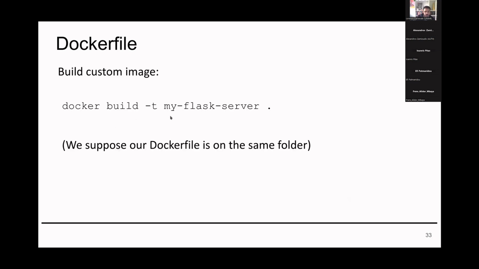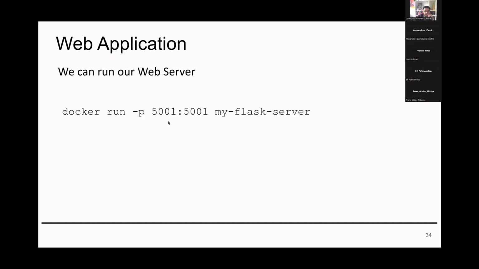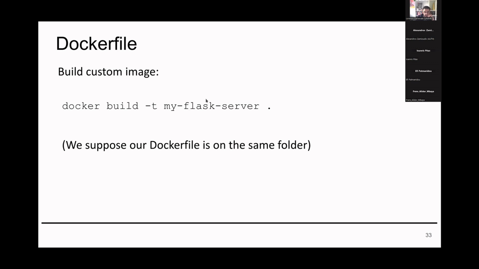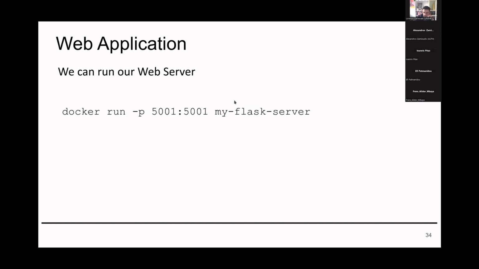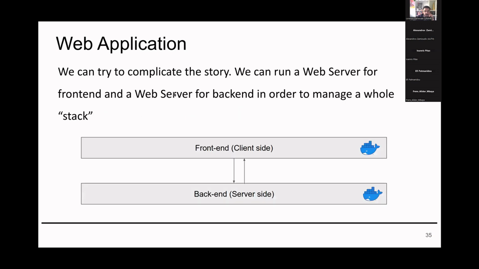So we build the application with this command: docker build my Flask server dot. The dot is because we are supposed to be inside the Dockerfile folder. And then we run it. For running it, we use myFlask server, which is the image that we created. In this way, we create a container. The container is exposed over port 5001, okay? And then it will be accessible by the application.